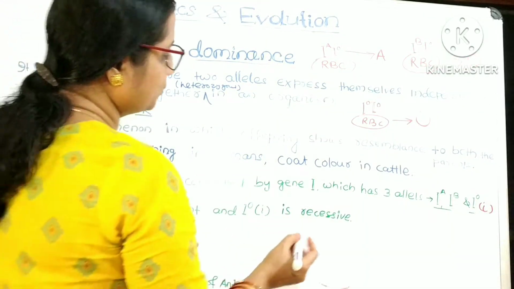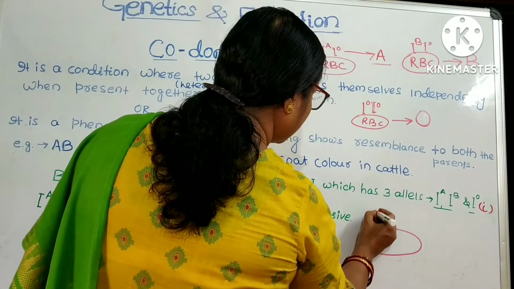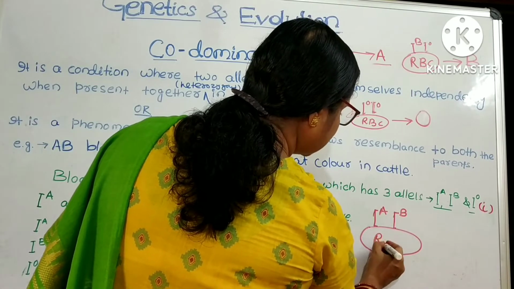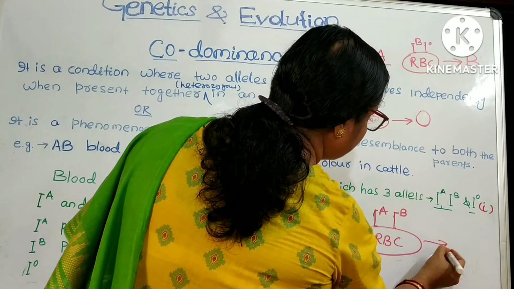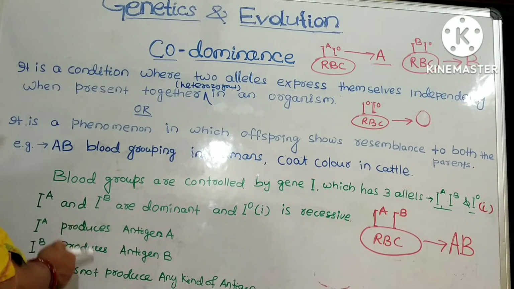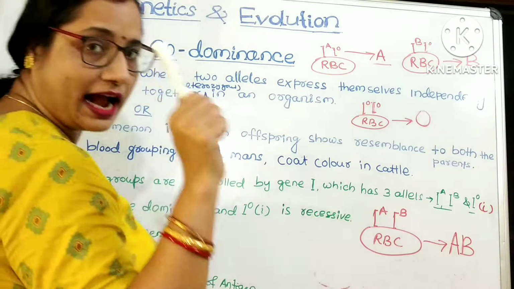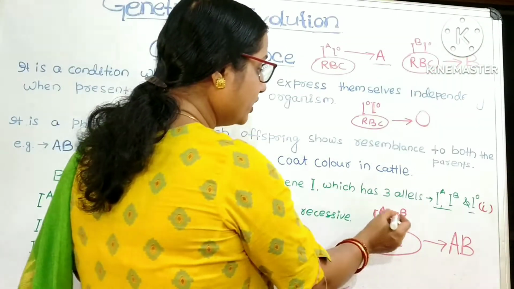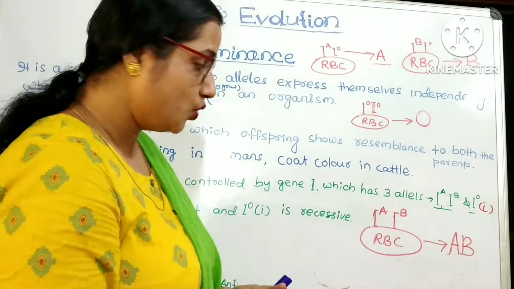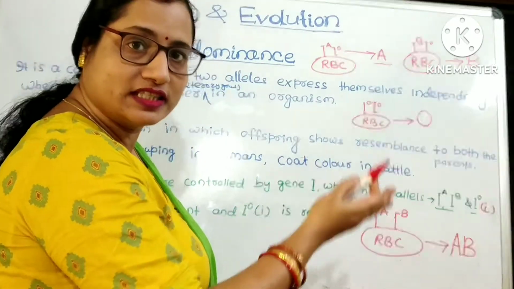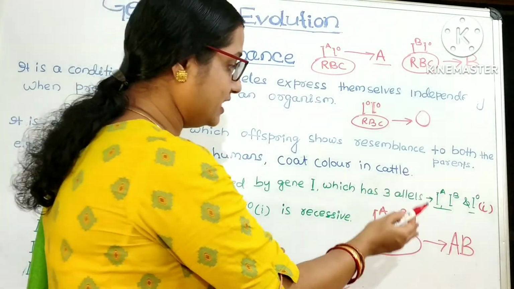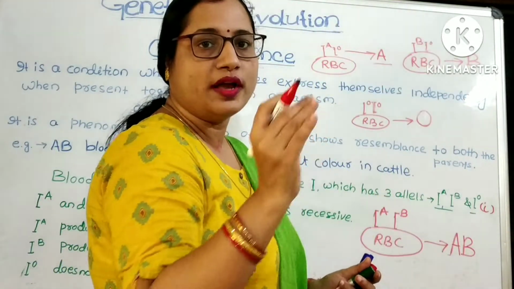But in case both IA and IB are present on the surface of RBC, the blood group will be AB, because IA and IB are both dominant. IA will produce the antigen A and IB will produce the antigen B. So they together express themselves independently. IA and IB together express themselves independently to form the blood group AB.